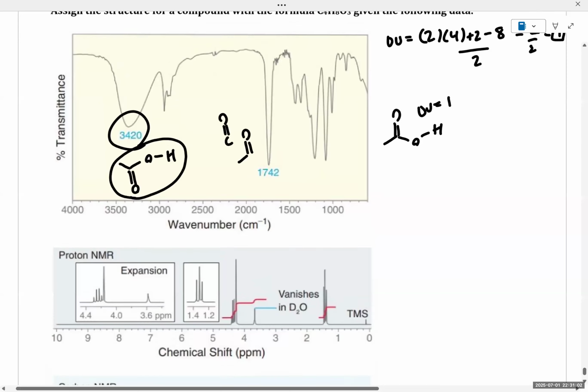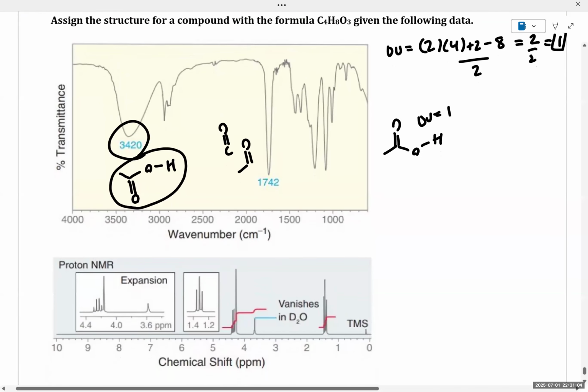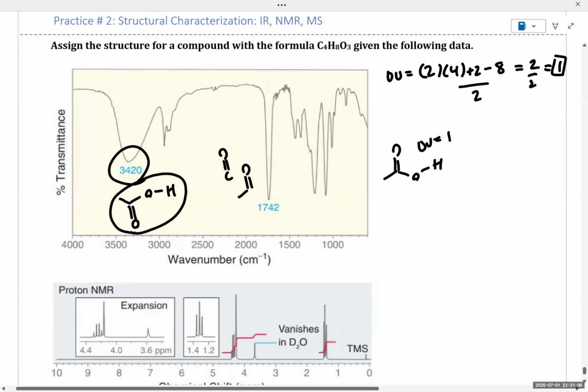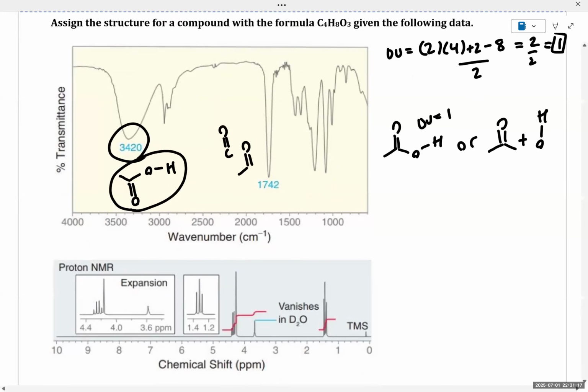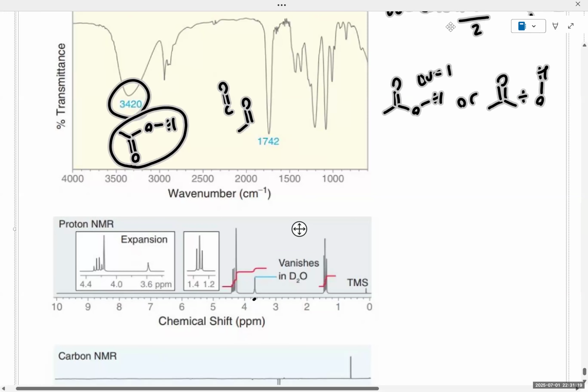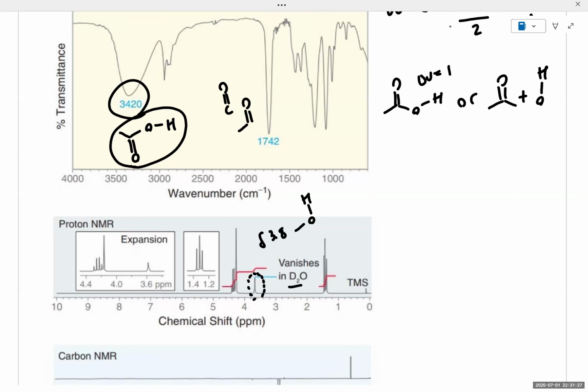Okay. Or we have a carbonyl and an alcohol. That's another possibility. The reason why I reconsidered is because if we take a look at the proton NMR, this peak with a chemical shift of around 3.8 corresponds to an alcohol proton, and that's supported by the fact that it vanishes in a D2O wash.